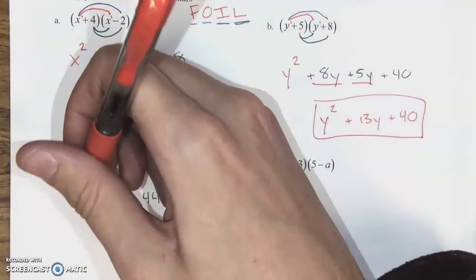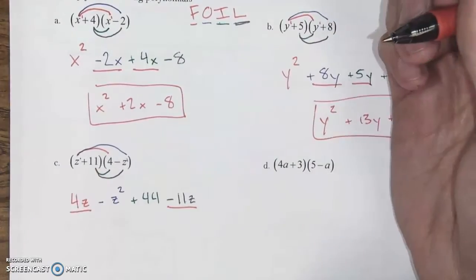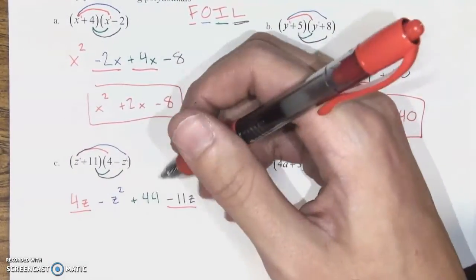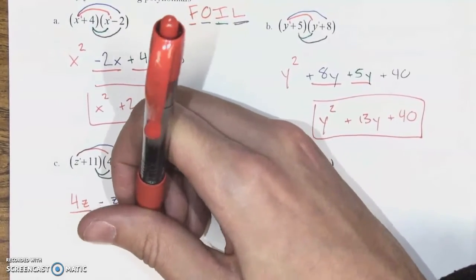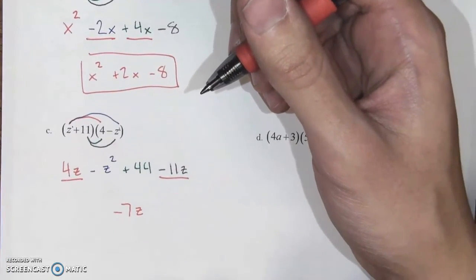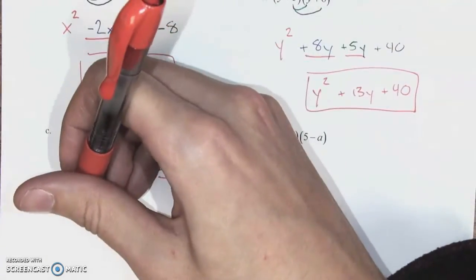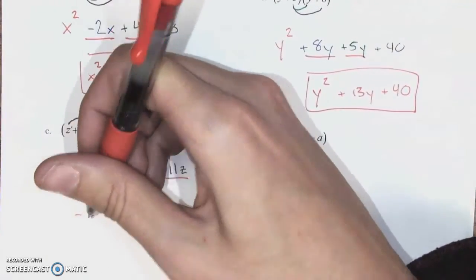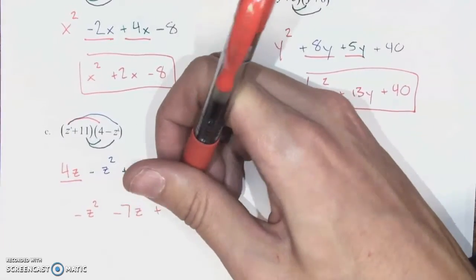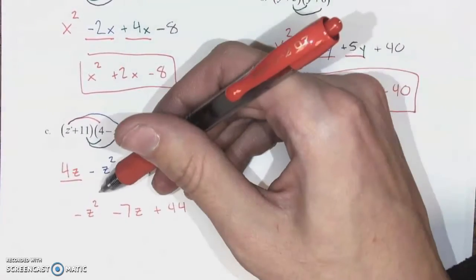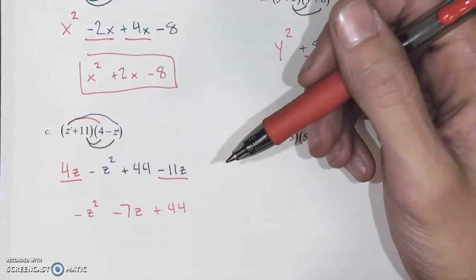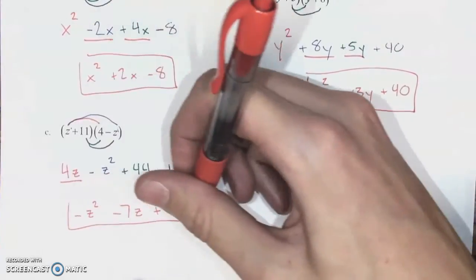Combining like terms, we have a 4z and a negative 11z. Those combine to get a negative 7z. Now, I like to write these polynomials in descending power order. So we write the largest power on the left, and we descend until we hit the smallest power on the right. So in other words, this has power 2, this is power 1, and 0. So this is our final solution.